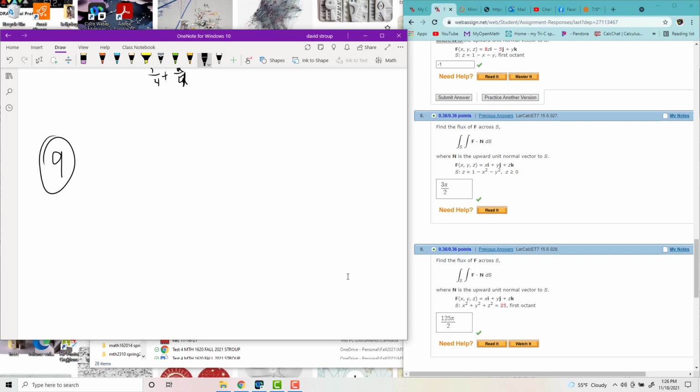Number 9, another flux integral. Finding the flux across the surface, and this time I'm going sort of right to the integral. The surface is a sphere, and we only care about the first octant. X squared plus y squared plus z squared is 25.